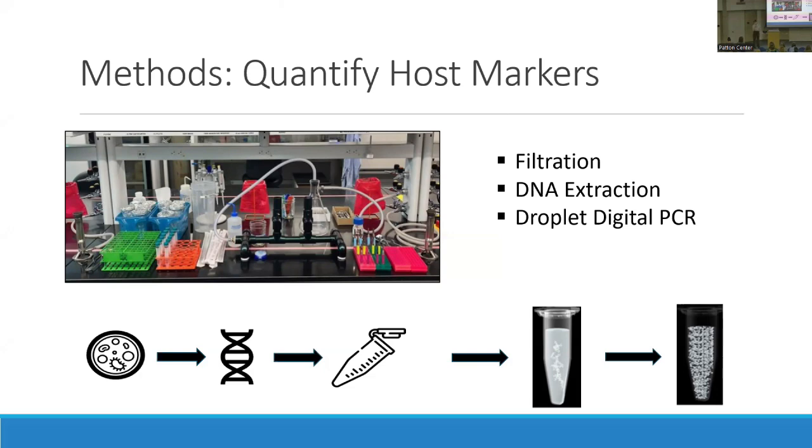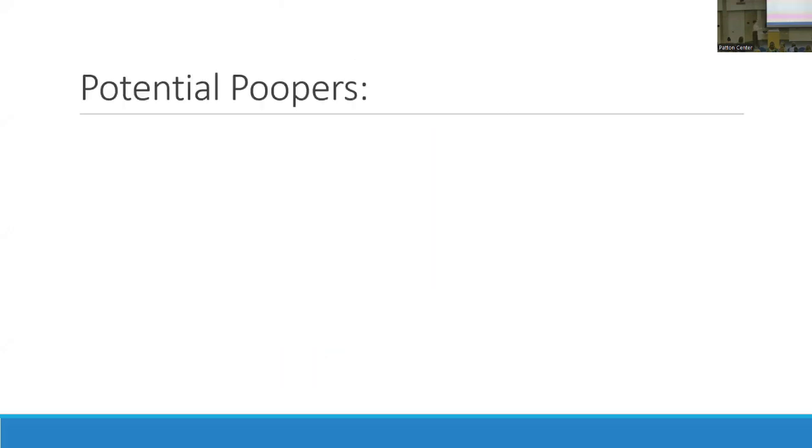So we can use genes associated with individual hosts to determine how much that host is pooping, which means we have to examine the potential poopers in Baffin Bay.